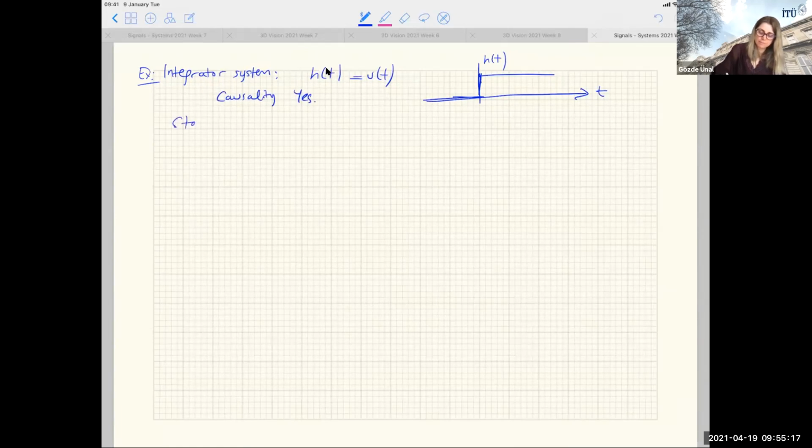Stability, you guys can also check this, minus infinity to infinity h of t dt, and you can see this is really, okay, maybe I could say 0 to infinity 1 dt. This is not less than infinity, so it's unstable. You have to do finite sums, of course, not stable.